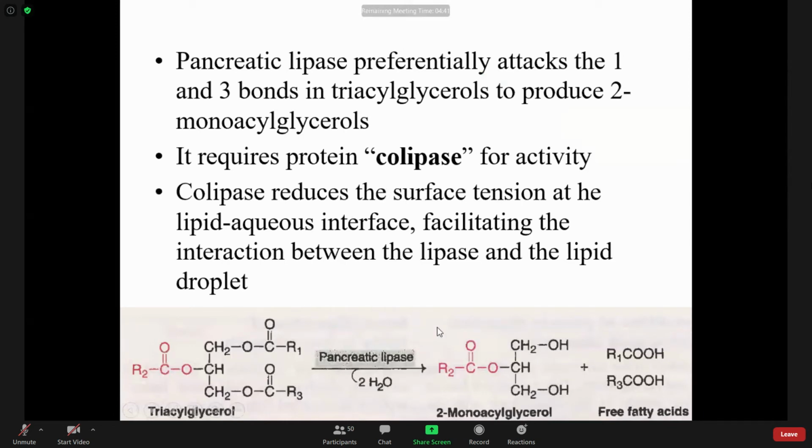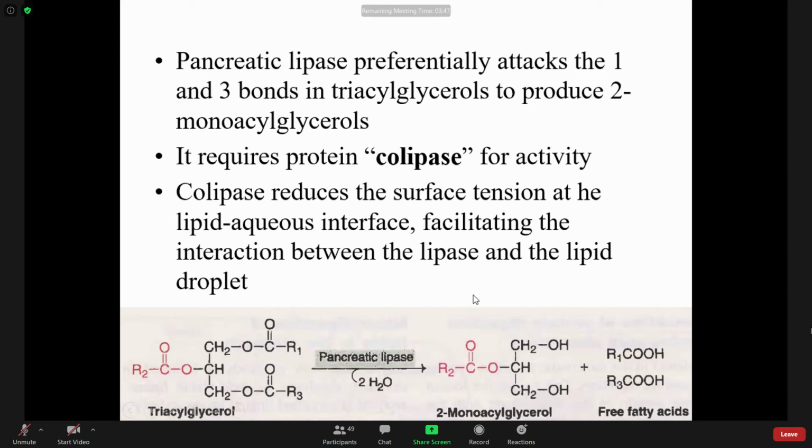This pancreatic lipase is secreted in the active form, but for its binding to its substrate, triacylglycerol, it requires another cofactor called colipase. It is a small protein secreted by the pancreas, and it is necessary as a cofactor. Its main function is to reduce the surface tension at the lipid-aqueous interface, facilitating the interaction between the lipase and the lipid droplets.